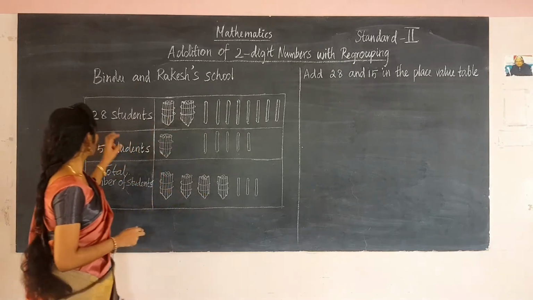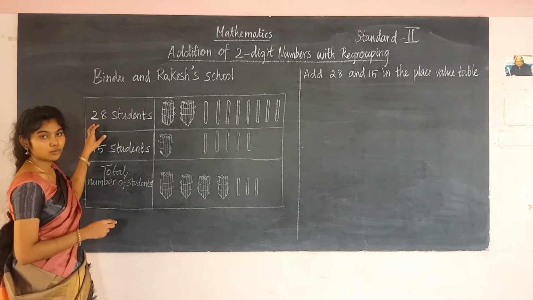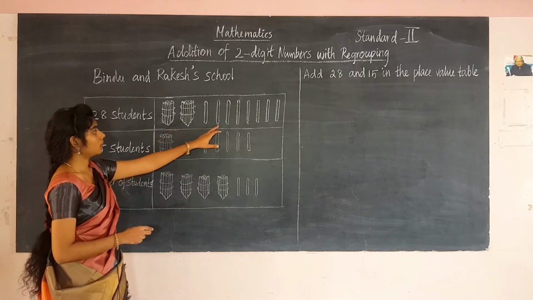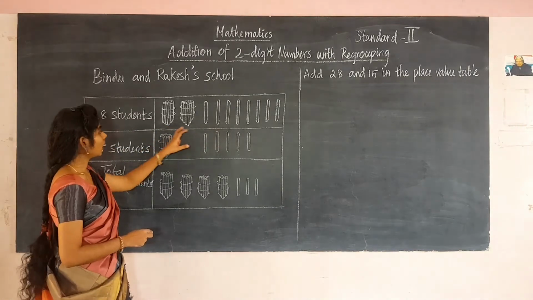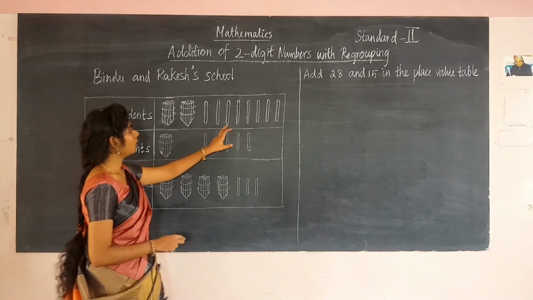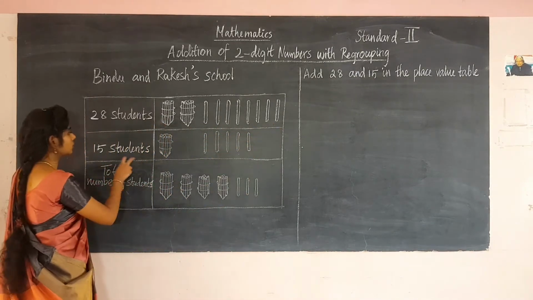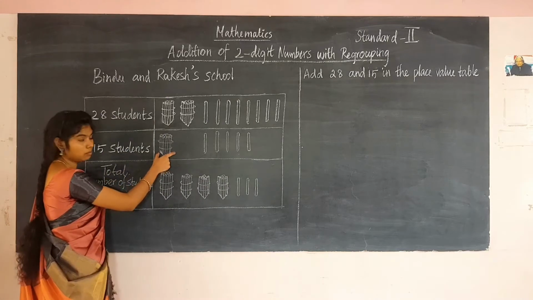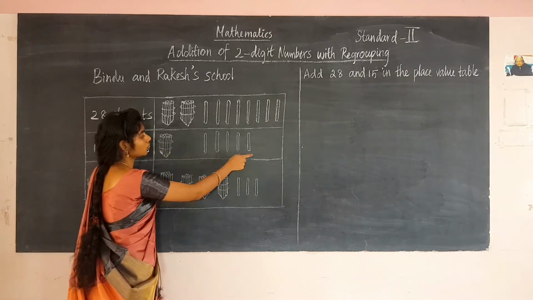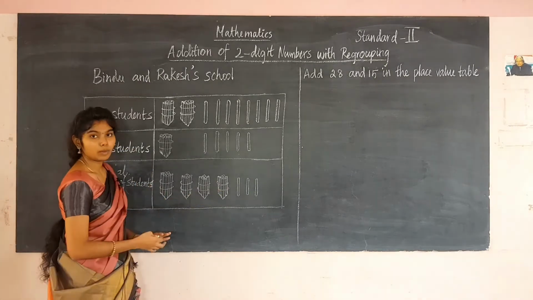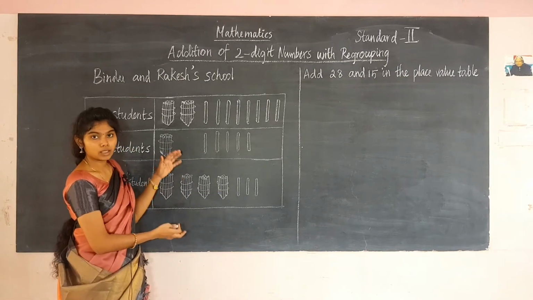First see, by stick diagrams we are going to find 28 students. Altogether we are seeing the picture representation here. There are 2 bundle sticks and there are a few sticks in the single. And here 15 students we have represented as 1 bundle stick and there are a few sticks here. And totally how many students I have represented, I am going to explain this to you.